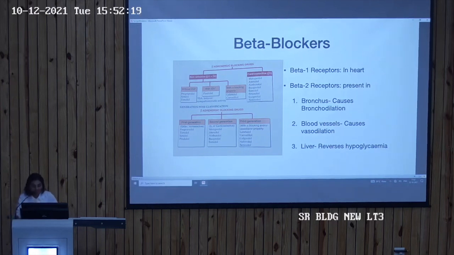Before we move ahead, we will talk about where beta 2 receptors are present, as we will be solving a question that will be coming up on the slides. Beta 2 receptors are present in three places. First is the bronchus, where it causes bronchodilation. Secondly, it is present in blood vessels, where it causes vasodilation. And third, in the liver, where it performs the function of reversing hypoglycemia, which is important in diabetes mellitus.